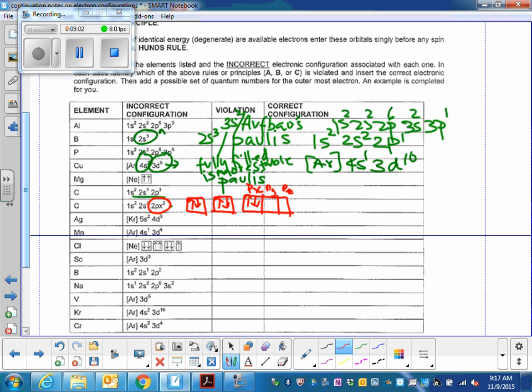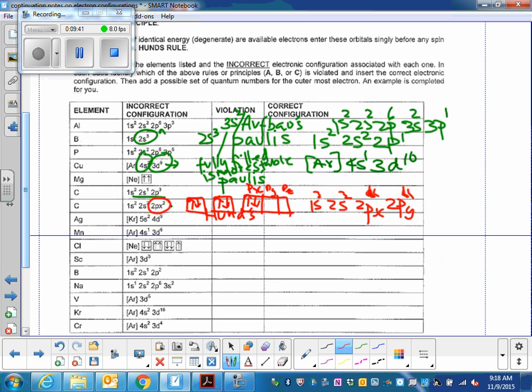If you put both of them in the same box in P, which rule is being violated? Hund's rule, right? This is a violation of Hund's rule, which states that it should be 1s2, 2s2, 2px1, 2py1. Does that make sense? One in each box. Does that make sense, guys? Do you understand it? Yes, no? Any questions? Do the remainder of the worksheet and learn your problems.